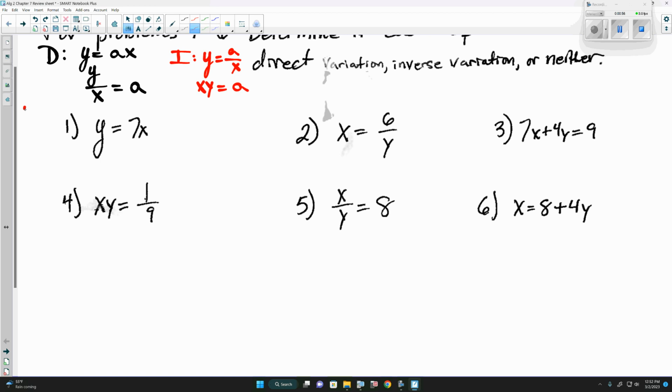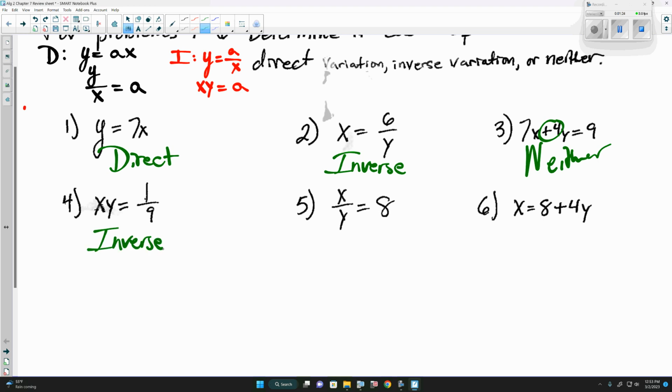So if we look at the first one here, y equals 7x would be direct. X equals 6 over y is inverse. Is neither. Exactly, because of the plus. Plus is kind of the big giveaway for neither. Number 4 would be inverse. Any questions on these here?